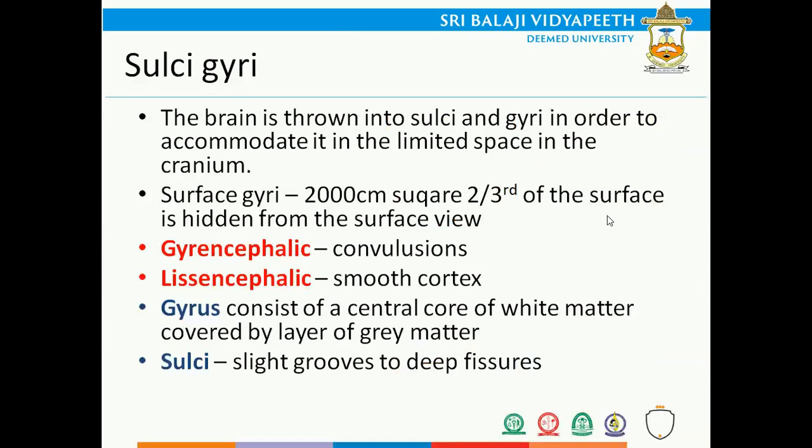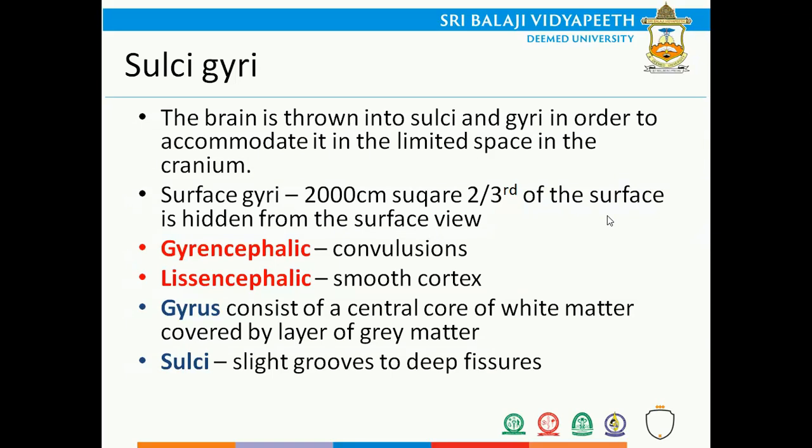Coming to the different sulci and gyri. What are sulci and gyri? The brain is thrown into a number of elevations and depressions. The elevations, or the ridge-like elevations you see over the brain, are called a gyrus, and the depressions are called a sulcus. Why should it be like that?